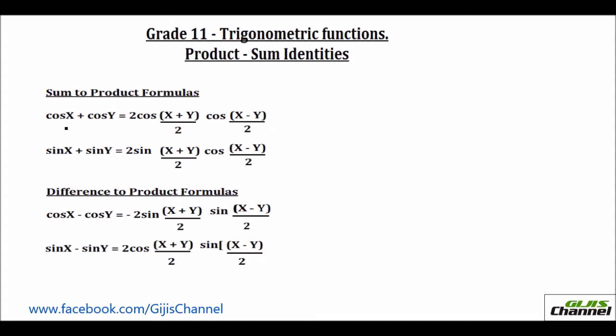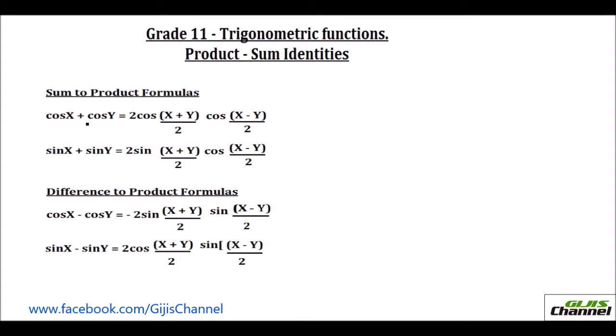Here what you do is cos x plus cos y. This is a sum, right? This you're going to represent as a product. So cos x plus cos y is equal to 2 cos((x plus y) over 2) times cos((x minus y) over 2). And for sine, sine x plus sine y is equal to 2 sine((x plus y) over 2) cos((x minus y) over 2). Just remember, for the cos formula it is both cos, and for sine it is sine and then the cos.